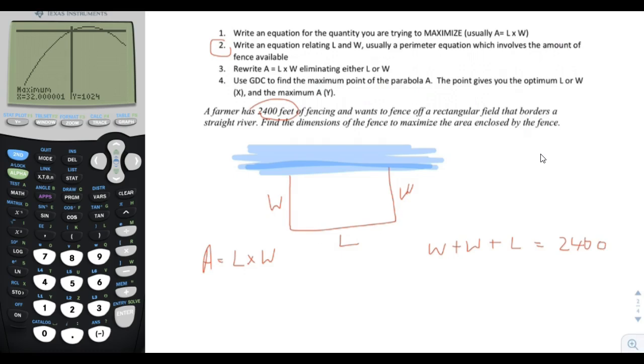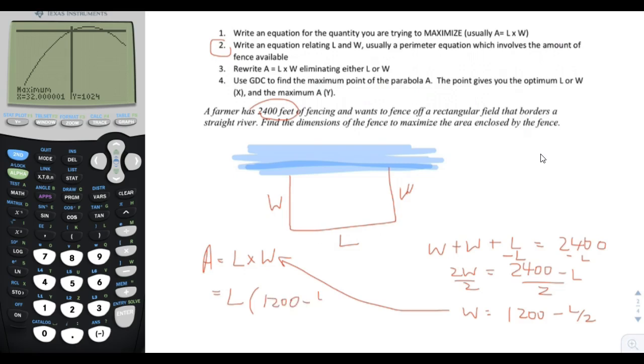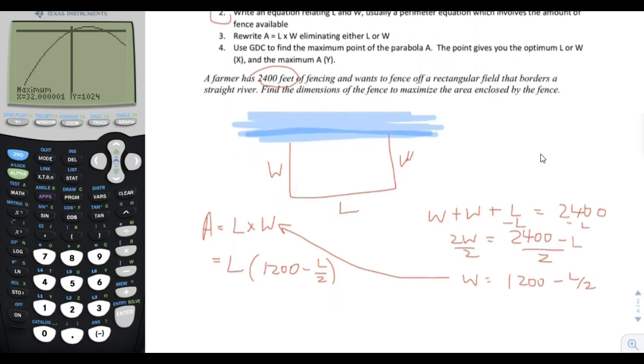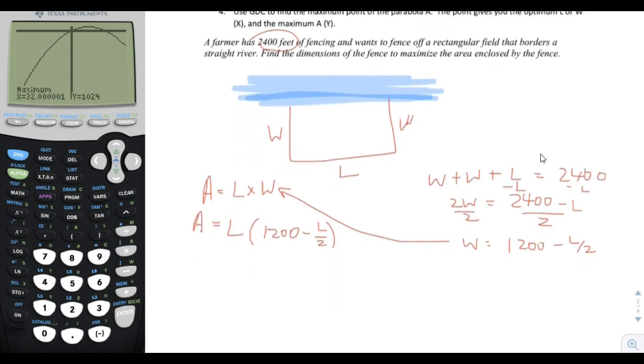Okay? And then let's try to get rid of W. To get rid of W, we put all the W's on the left and all the L's on the right. So we're going to have 2W equals 2,400, and we subtract L from both sides, so it's 2,400 minus L. Then we want W all by itself, so we divide both sides by 2, and we get W equals (1,200 minus L) over 2. Then we can put that in here, and we have eliminated the W. Okay? So we have area equals length times (1,200 minus length) divided by 2.